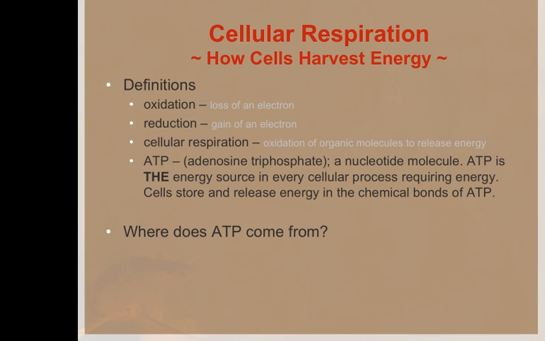ATP is the gas in your body's machine. ATP is adenosine triphosphate. It's a nucleotide molecule. And cells store and release energy in ATP during cellular respiration. That's where your body gets the energy to do the work. So, where does the ATP come from, and how does your body manufacture ATP?